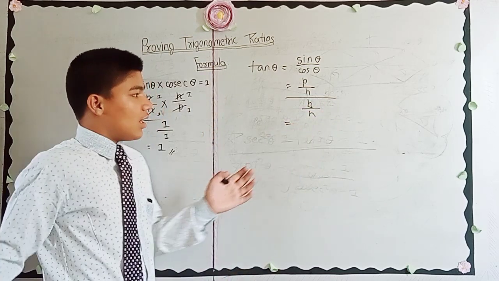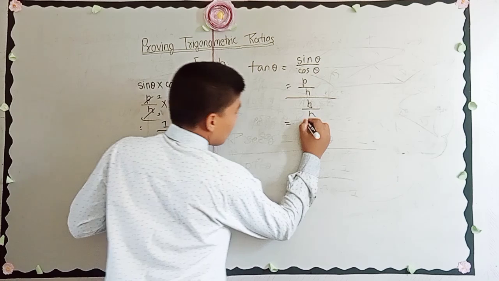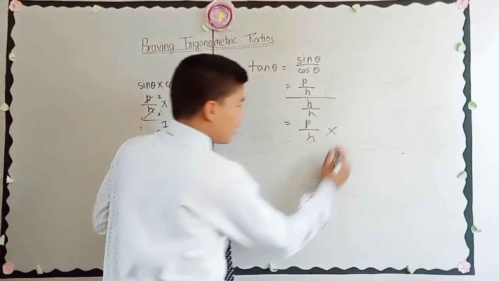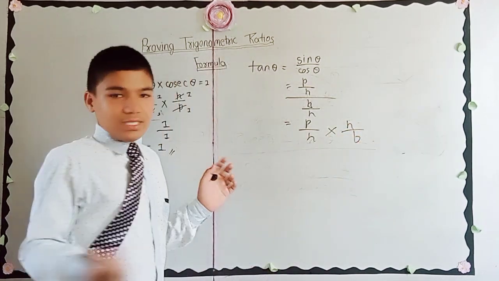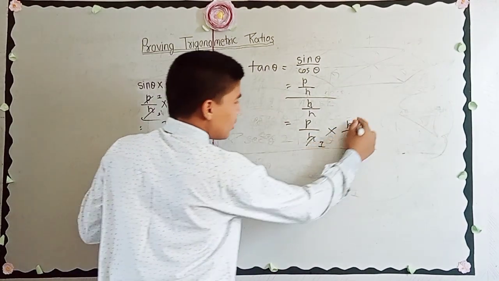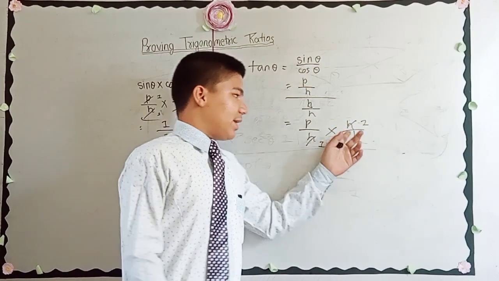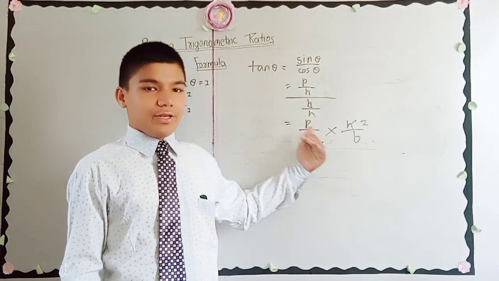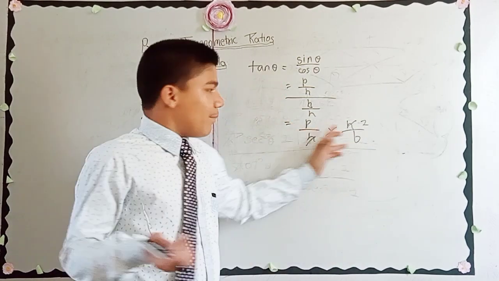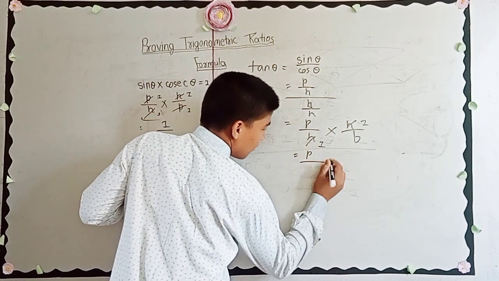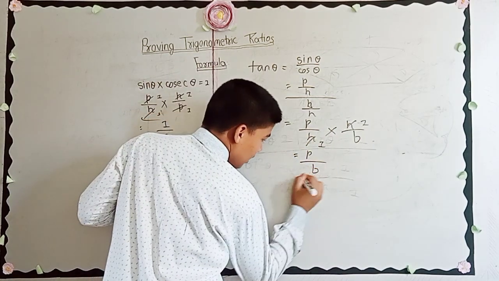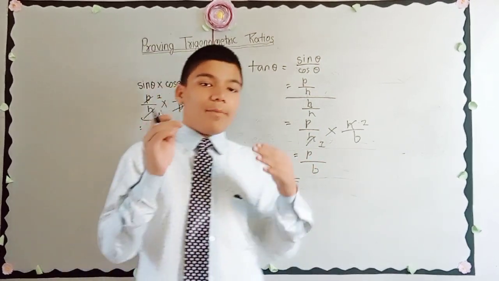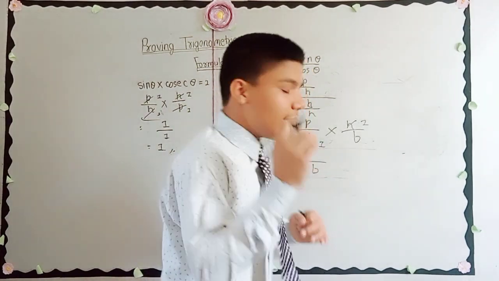Now, as we know, we can take it this way: p by h into the reciprocal, so h goes up and b comes down. Now we can simply cut h up and h down, because there is a multiply sign in the middle and they are the same in numerator and denominator. But we can't cut p and b because these two are different: one is perpendicular and the other is base. Now p into 1 is p, b into 1 is b, and p by b means perpendicular by base, which is the ratio of tan theta.